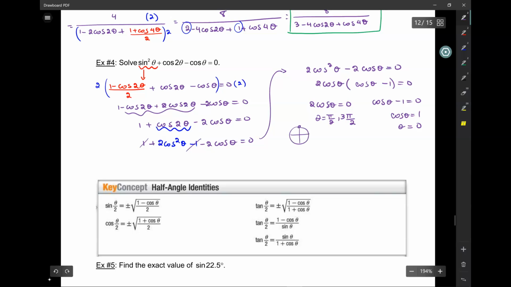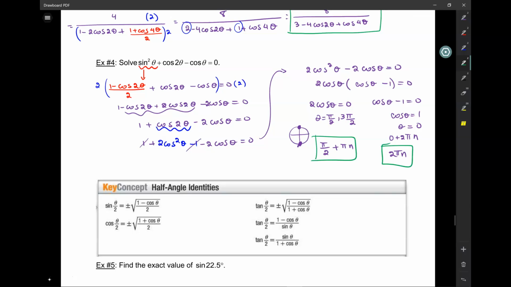So pi over 2 and 3 pi over 2 are 180 degrees apart. So I can just do pi over 2 plus pi n. So that's one answer. Here, it's 0 plus 2 pi n. So it's just 2 pi n. And that's the second answer. Is it okay if you write 0 plus 2 pi n? We normally just do 2 pi n because 0 plus anything is the same number. Okay.